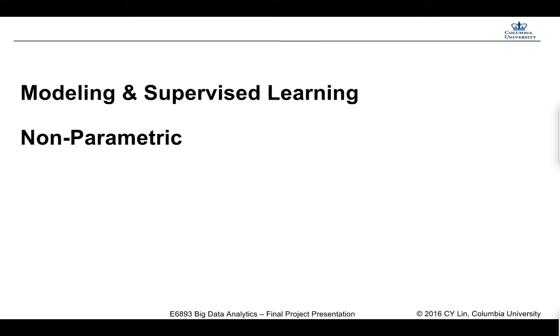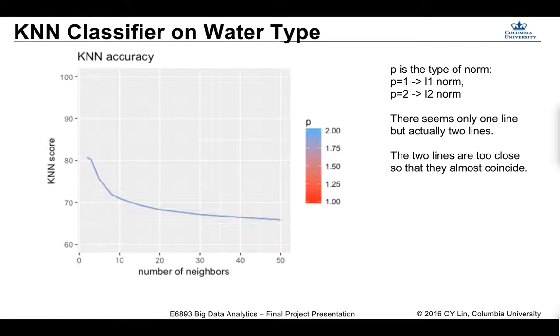And then we want to look at the modeling part. We first use two non-parametric models to predict the labels of a given Pokemon. The first one we use is k nearest neighbor. Here we use two different metrics. The first one is L1, the second is L2, or the Euclidean distance. There are actually two graphs here, but they are so close to each other that it almost appears there's just one line.